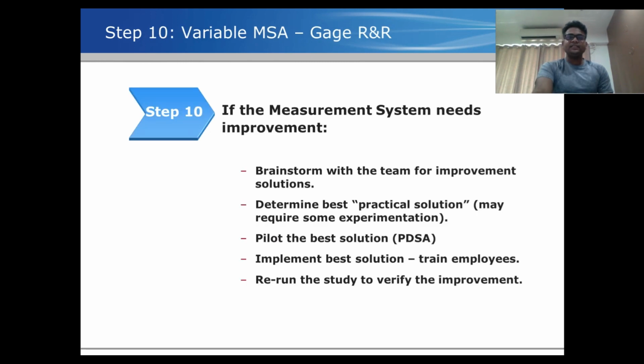Another important point: if the measurement system needs improvement, suppose your GRR is greater than 10%, then you have to brainstorm with the team for improvement solutions, determine the best practical solution, which may require some experimentation. Another step is to pilot the best solution, implement the best solution, train employees, and rerun the study to verify the improvement.